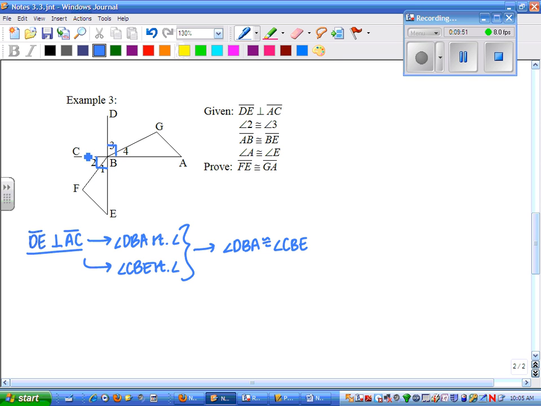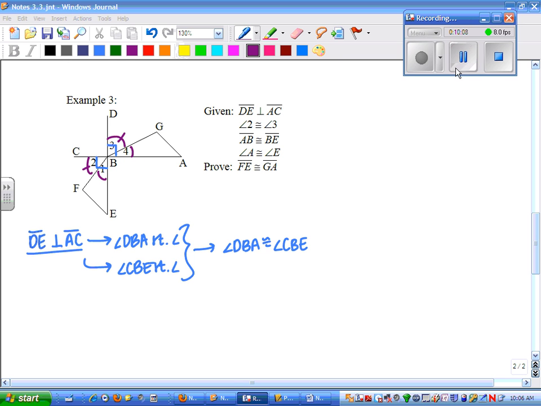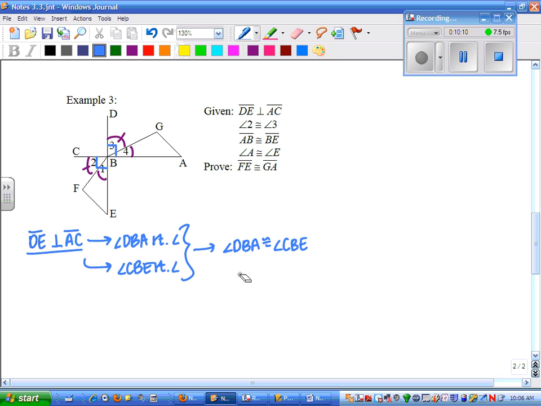Again, though, CBE and DBA, those are not parts of the triangle, but I do have angle 2 is congruent to angle 3, so if I subtract 2 and 3, I'm left with 1 and 4, which are parts of the triangle. That would be my first A. So right underneath, I'm going to subtract angle 2 and angle 3. This is given. If I subtract the 2, I'm left with angle 1 is congruent to angle 4, and that would be my first A for the two triangles congruent.